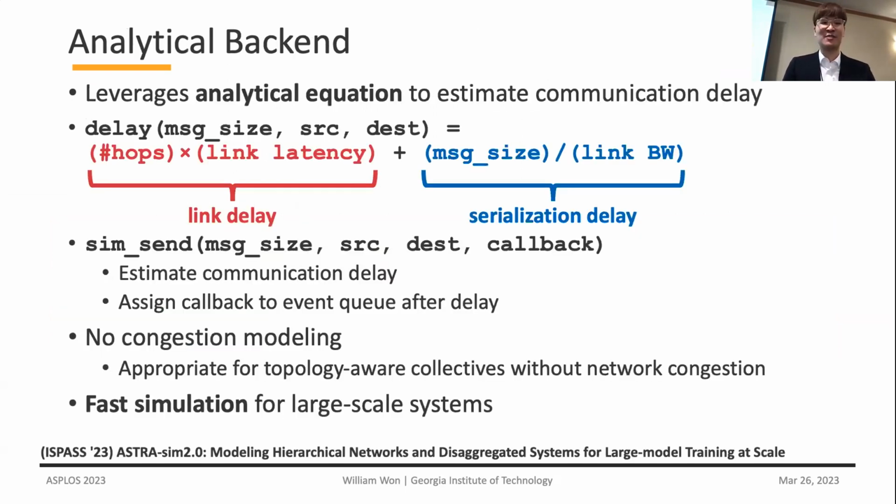Here is the specific explanation of the analytical backend. In this backend, we only leverage analytical equations to model the network behavior and don't do other complex stuff. We estimate the network delay using the simple equation shown here, which consists of link delay and serialization delay. The sim-send API does nothing but estimate the network delay and schedule the callback function after this delay. Because of this, the simulation is really fast for large-scale systems, but we are not modeling complex network behaviors such as congestion control or arbitration.